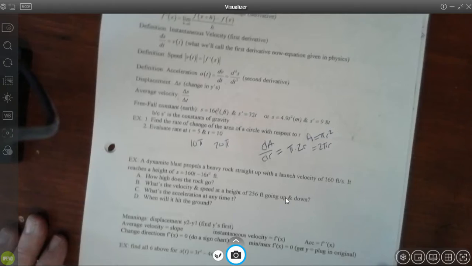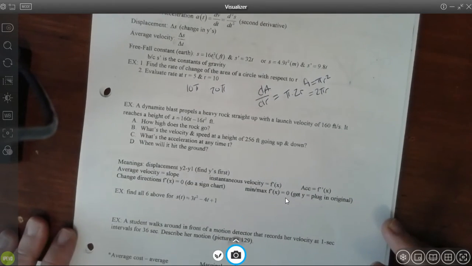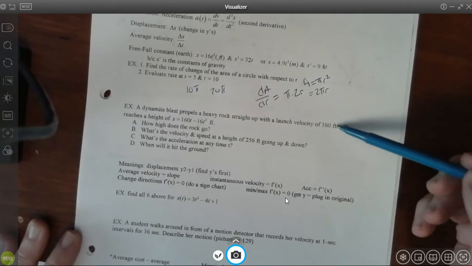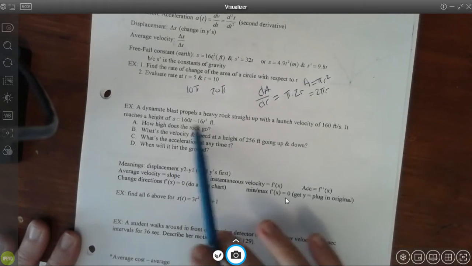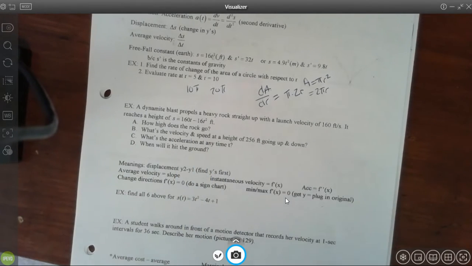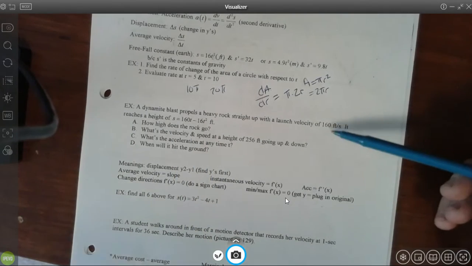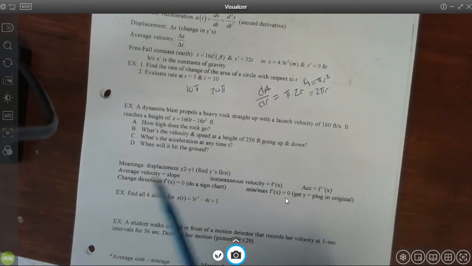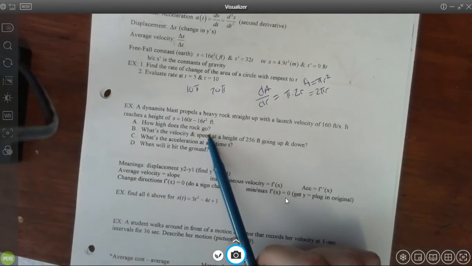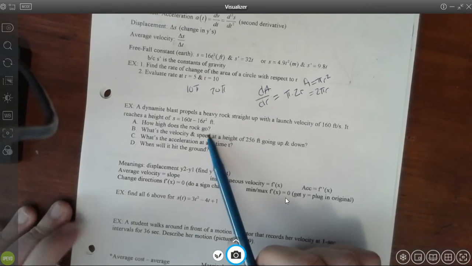The next one, a dynamite blast propels a rock. The initial or launch velocity is right there. So here would be our equation, because your initial height would be 0 and then that was your velocity; take the antiderivative and you would get this. So how high up does a rock go? That rock would go as high as its maximum.